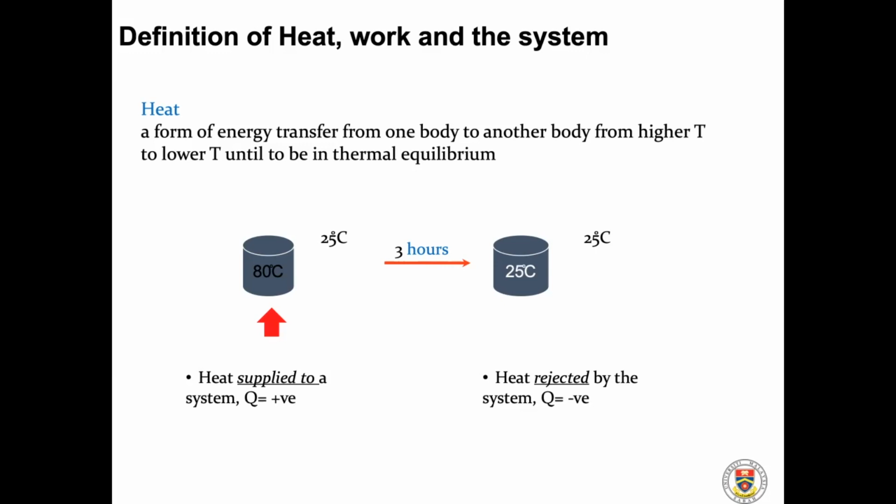So after 3 hours, it goes to equilibrium. So the temperature of the system is 25 degrees Celsius. In other words, the heat is rejected, discharged from the system. So the heat is negative because it's rejected. So you have to remember this part. I remember some of your seniors were quite often confused about it, and it will affect your calculation.